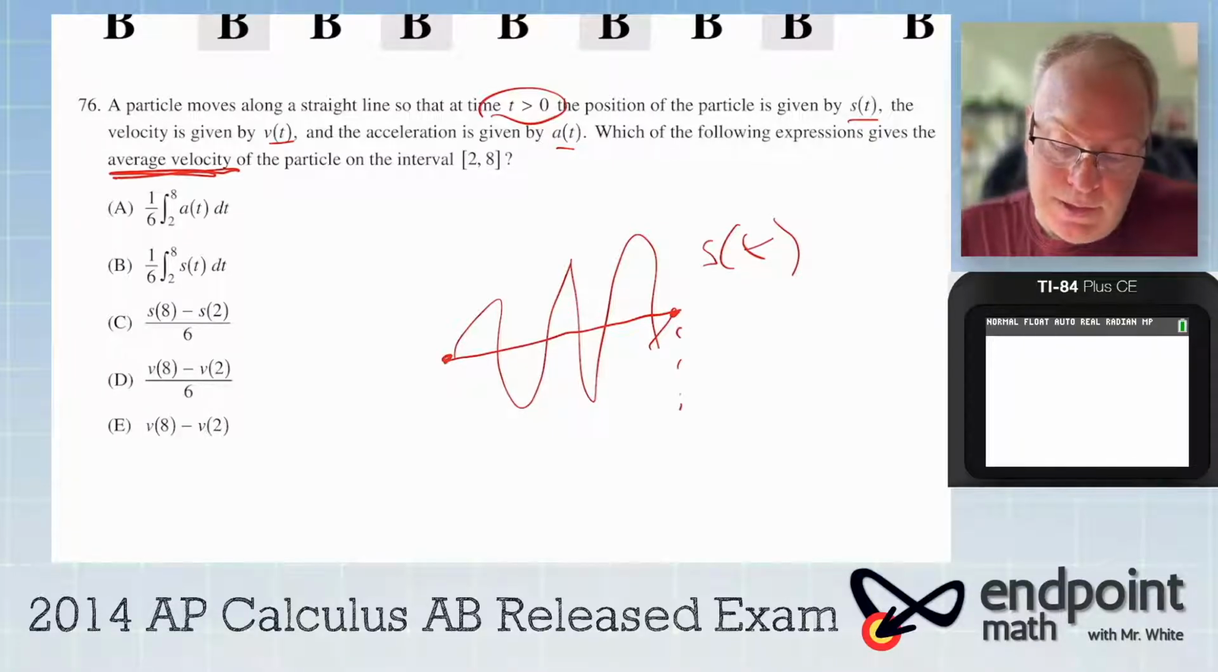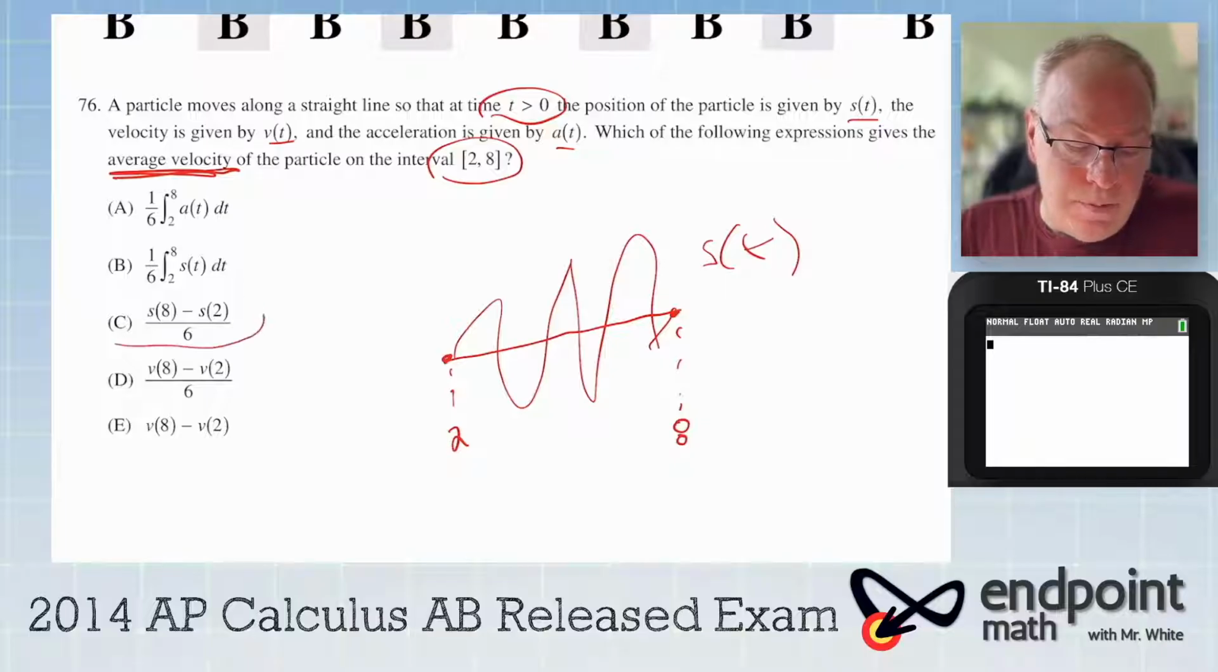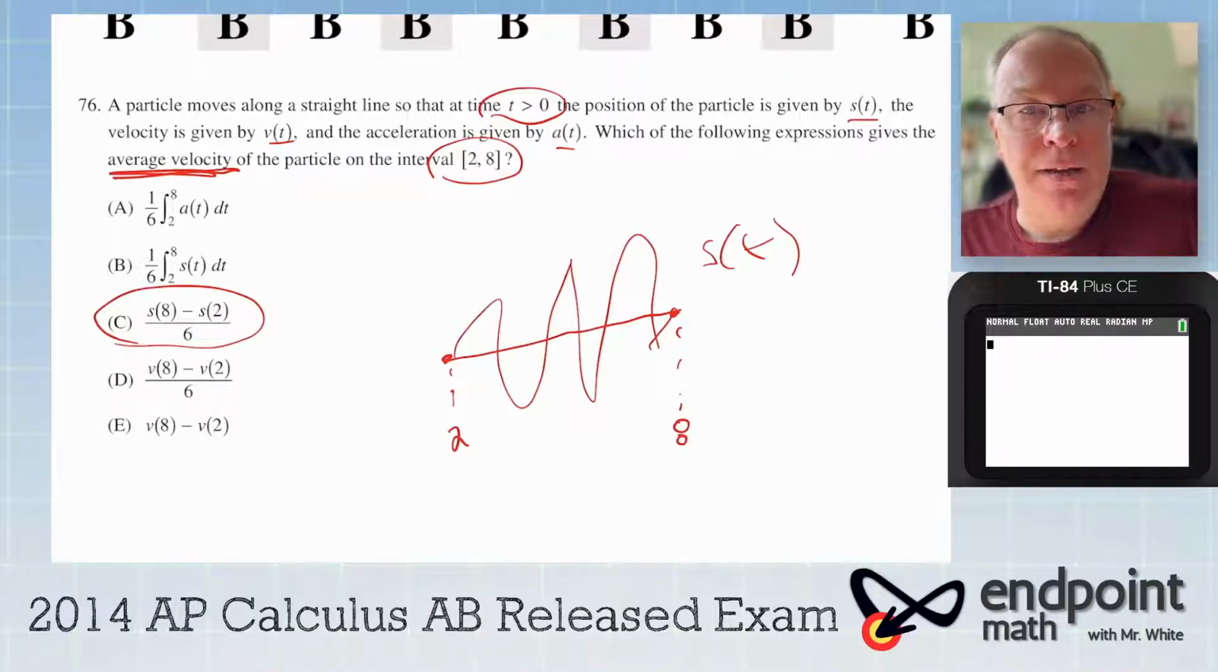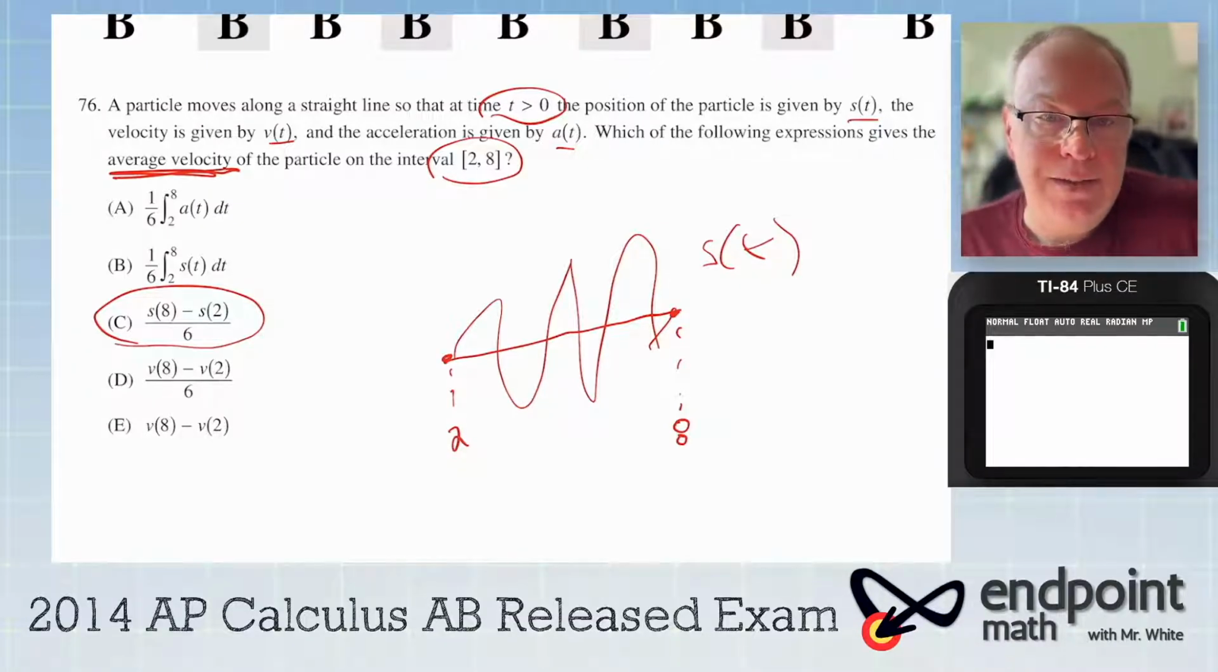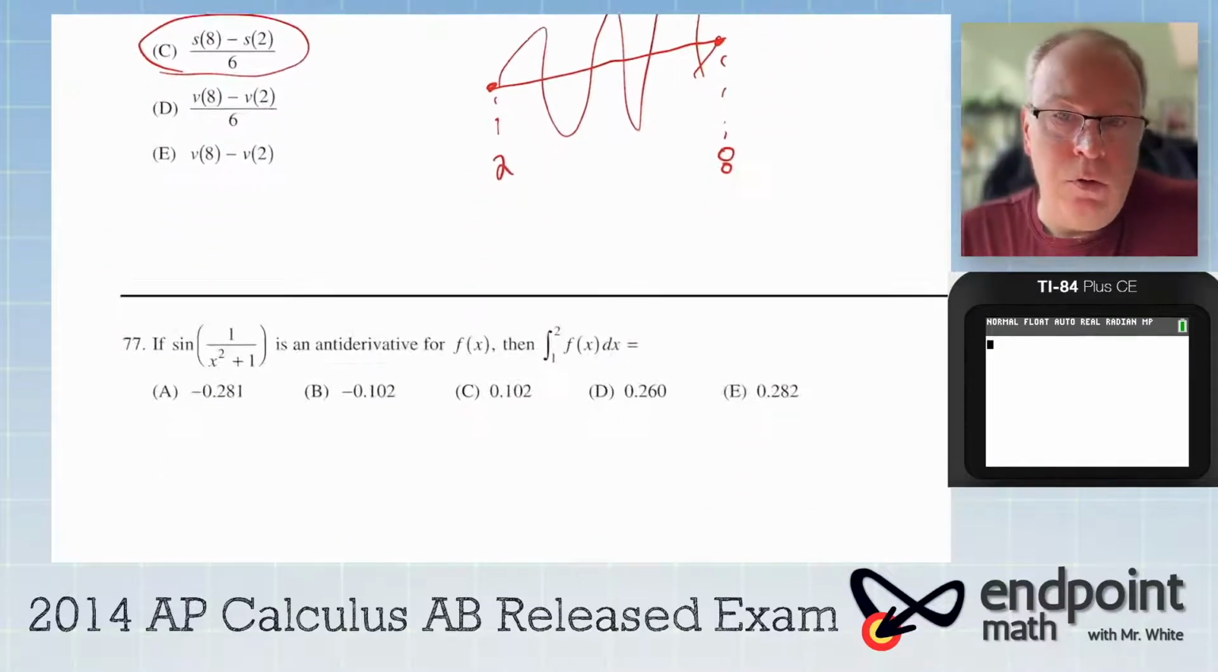So this happens at 8. This happens at 2, right? It says this is happening from 2 to 4. So the position would be s of 8 minus s of 2, right? That's the change in position, all according to 6 seconds. So no calculator needed in there, that's for sure. Okay, moving along.